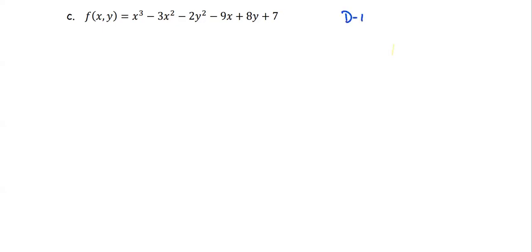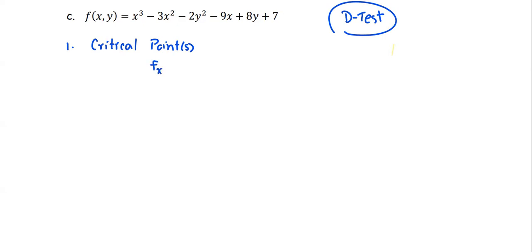Let's make a list of what we have to do. First of all, we are going to find the critical points. It could be one or more points. So we're going to use the first partial derivative with respect to x set to be 0, and the first partial derivative with respect to y set to be 0. And then solve for x and y to satisfy these two partial derivatives.